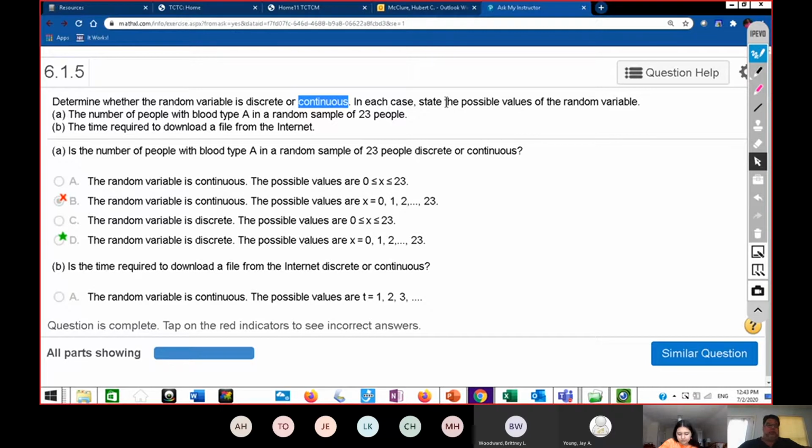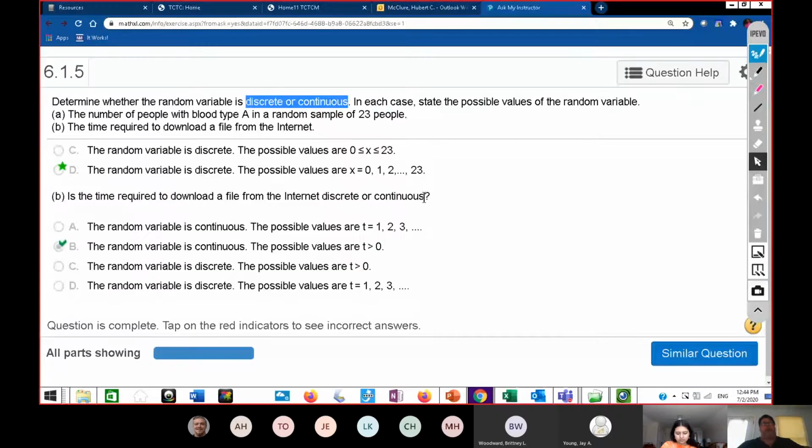All right. And the time required to download a file from the internet, discrete or continuous? Well, let me ask you a question. If me and Miss Woodward download the same file, me at my house and her at her house, are we going to download it at the same amount of time? No. So if it's not the same amount of time or the same number, then it's continuous. And time is always positive. Y'all ever heard of a negative 2 hours? So time is always positive. Okay. Continuous is not 1, 2, 3. So this is a contradiction right here. Is that it?